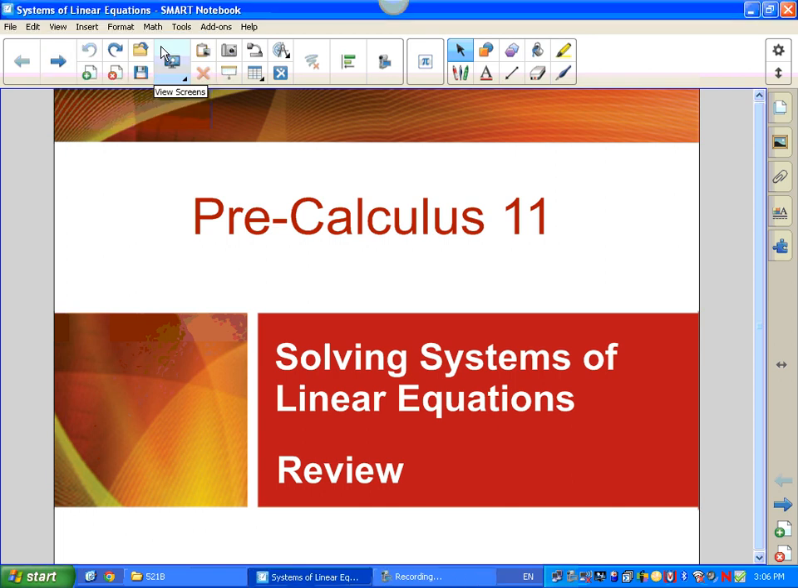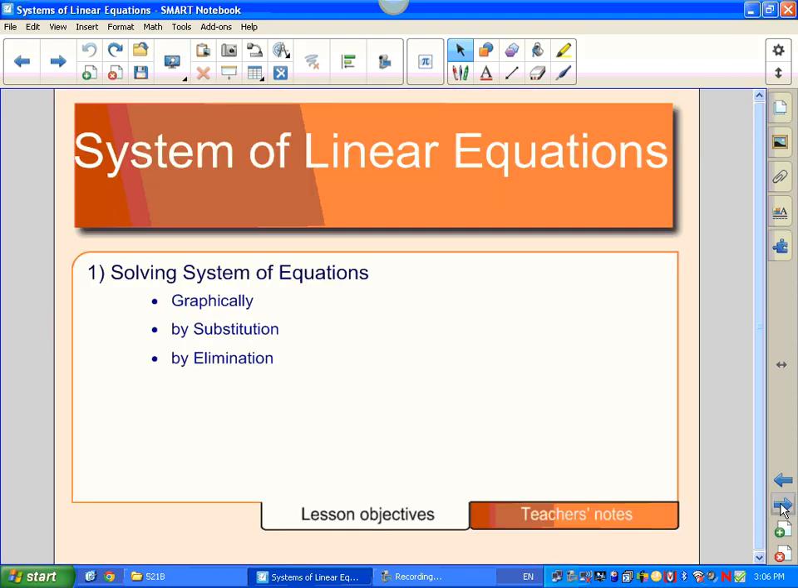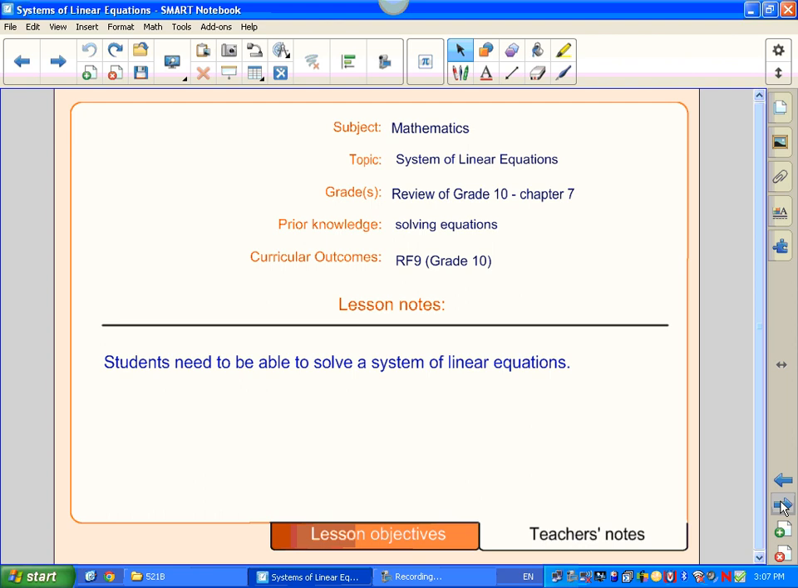This is a review lesson on solving systems of linear equations, and this is from grade 10. We're going to look at how to solve them graphically, by substitution, and by elimination. This outcome is RF9 from grade 10, and if you are using the Pearson textbook, that was chapter 7.